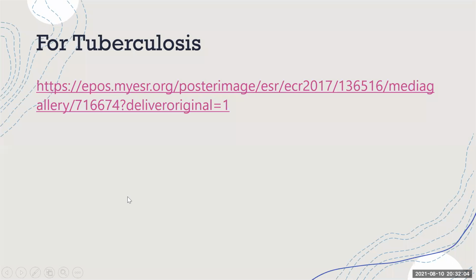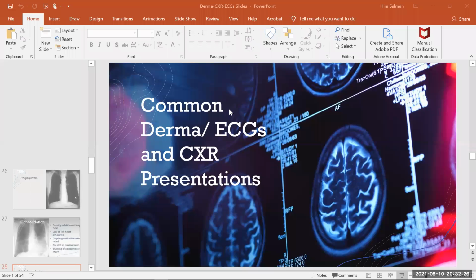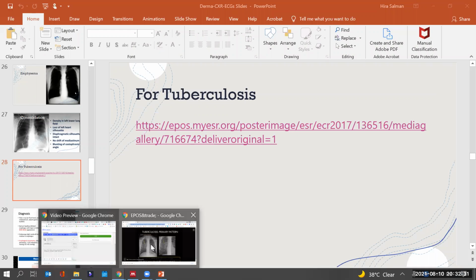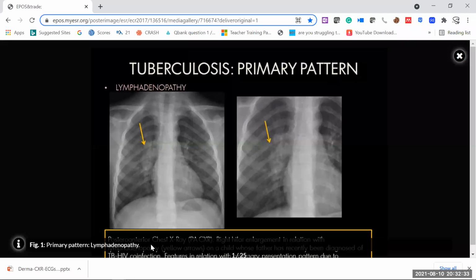Okay. Now, for tuberculosis, I need to take you to one side, because tuberculosis chest x-rays are very different in presentation. The start of tuberculosis, the middle and the end will always show different patterns. Like in the start, you will always find some lymphadenopathy. So I should take you to this website. There you can find most of the things. Just let me know if you can see my screen. Can you see my screen?